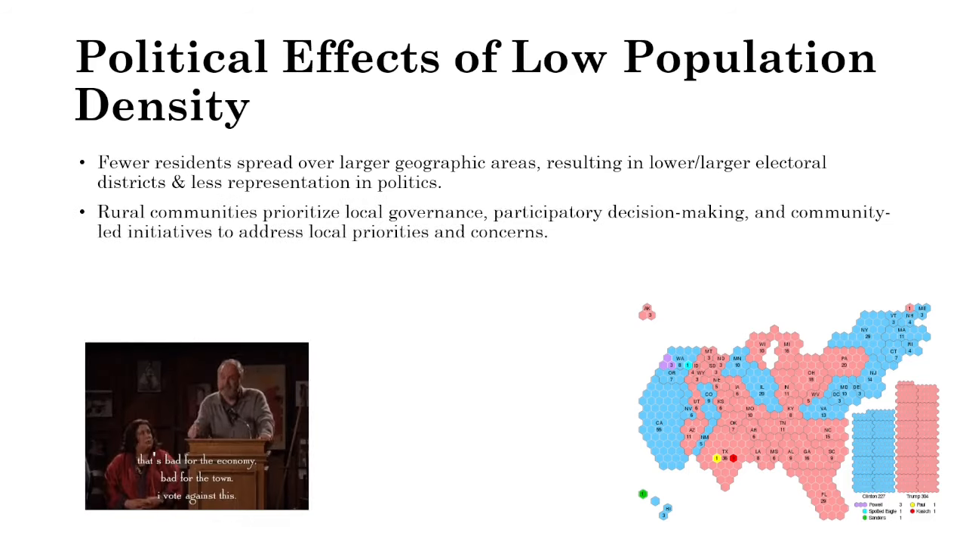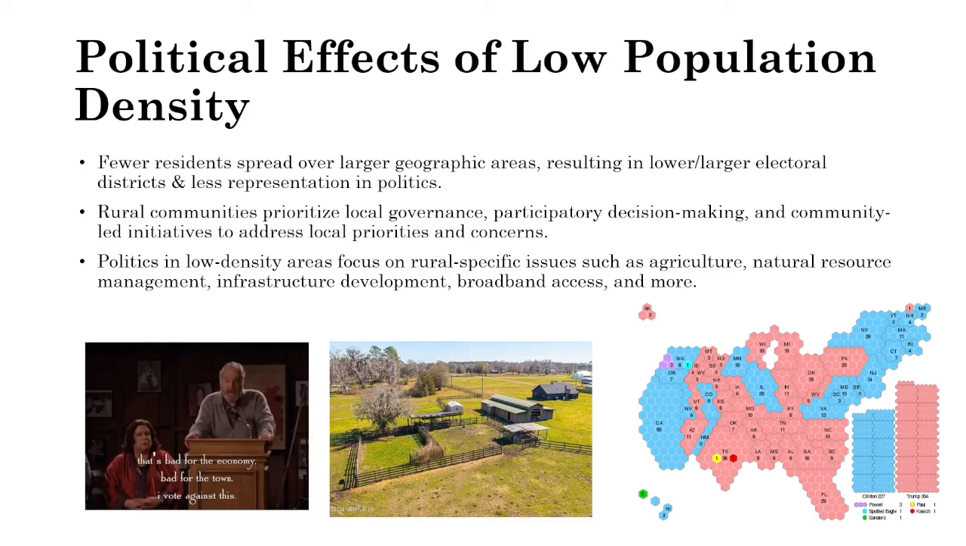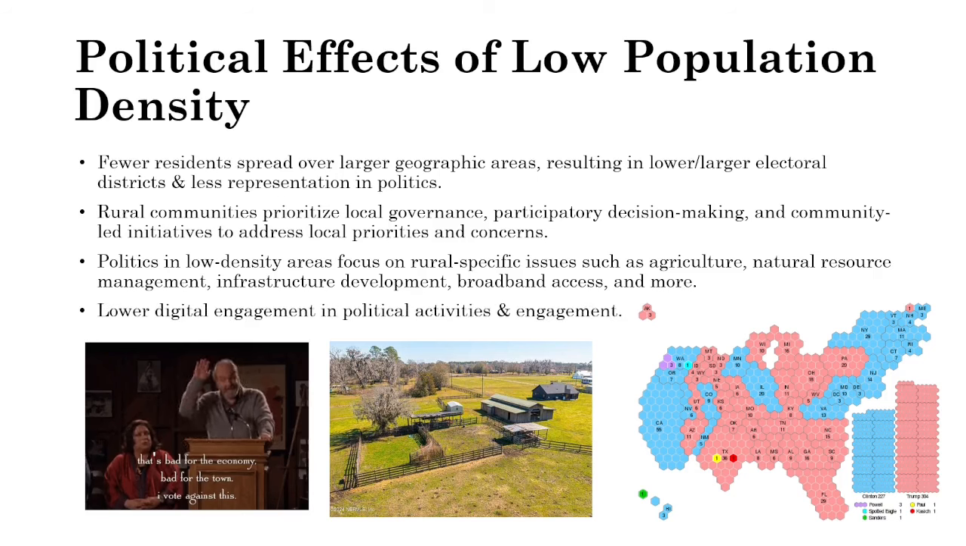Rural communities prioritize local governments to a greater extent, as well as participatory decision-making and community-led initiatives and community movements to address local priorities and concerns. Politics in low-density areas will focus on rural-specific issues like agriculture and natural resource management, of course, infrastructure development, most recently broadband access, and more. Lower digital engagement is also prominent in rural areas. There's also lower civic participation in rural areas as well.